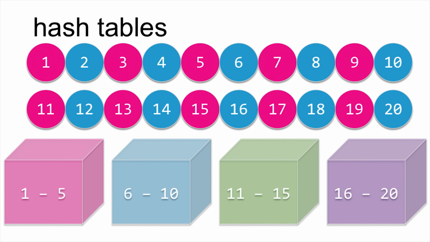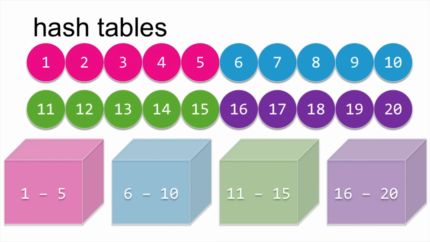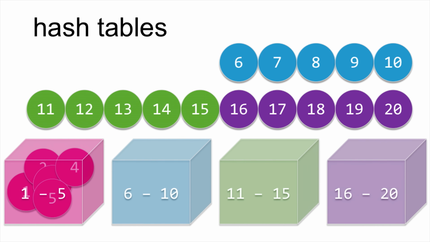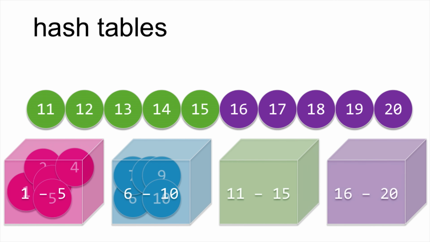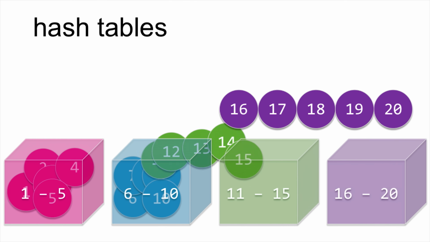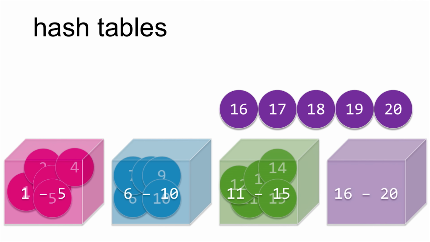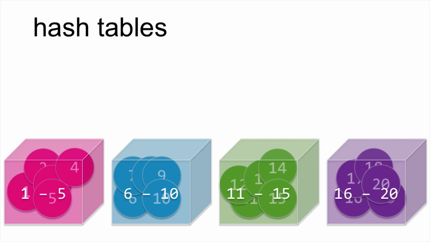looking for. So I might decide that instead of just having 2 boxes, I'm going to sort my stress balls into 4. With this organization, I have one box for balls numbered 1 through 5, another for 6 through 10, another for 11 through 15, and then my last box for 16 through 20. So here I have a nicely balanced hash table.